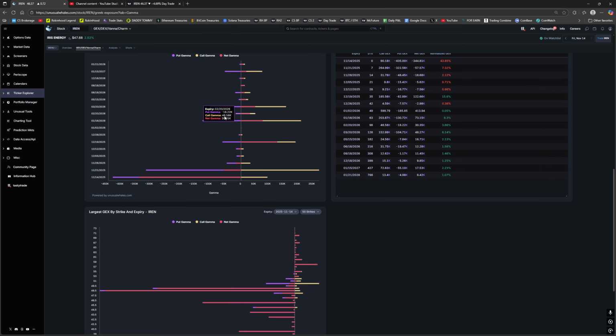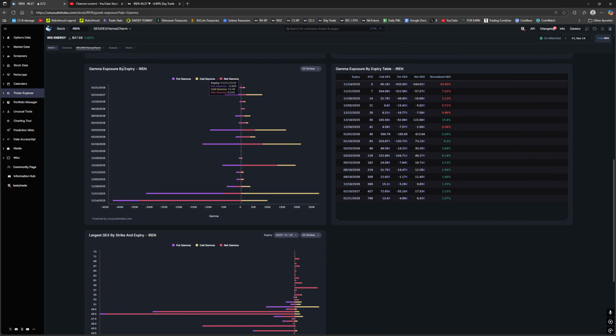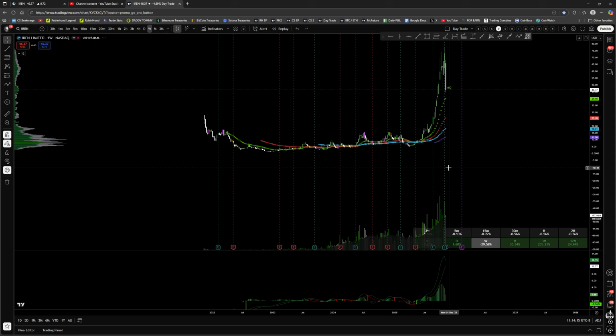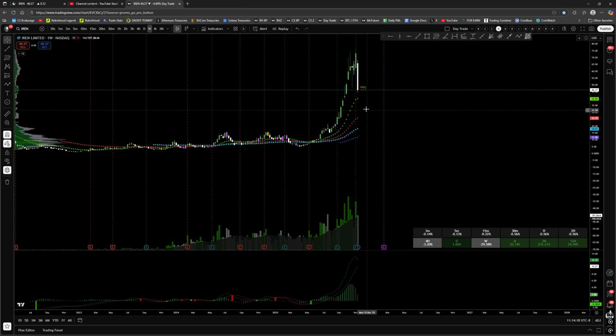And then if you look at the gamma exposure by the expiry, you see a lot of put volume or short pressure up until November 21st, and then it dramatically decreases in the following weeks. So hopefully we see a little bit of recovery on price, but I guess we just have to wait. I don't mind where we're at right now either.